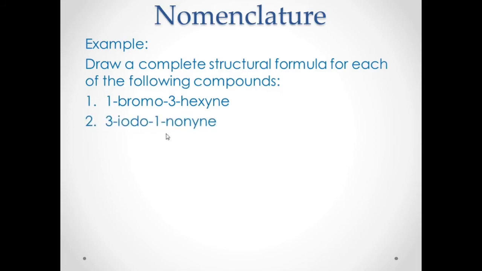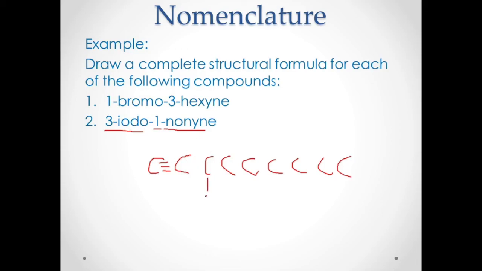Next, you have 3-iodo-1-nonyne. This is also an alkyne, which contains 9 carbons because it's non. So that is 9. So 1, 2, 3, 4, 5, 6, 7, 8, and 9. Your carbon-to-carbon triple bond is located on carbon number 1. And your substituent, which is an iodine because it is iodo, is on carbon number 3. So you would expect that your carbon number 3 would contain an iodine.